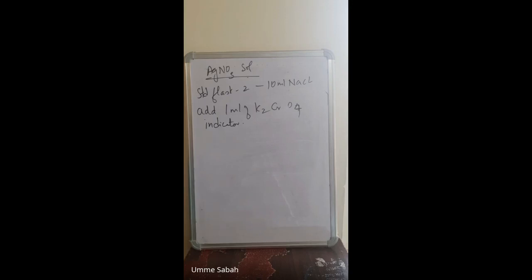And this you have to titrate with silver nitrate solution, which you have taken in the burette. That 1 liter of silver nitrate you had prepared, no? That you are taking in the burette. And this particular solution you are titrating against that. So what will be the end point? Appearance of red color. And that red color appearance is nothing but the silver chromate.